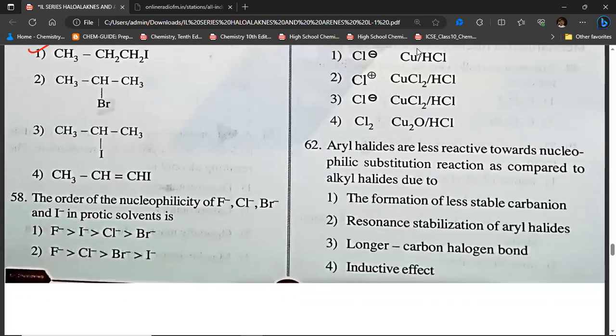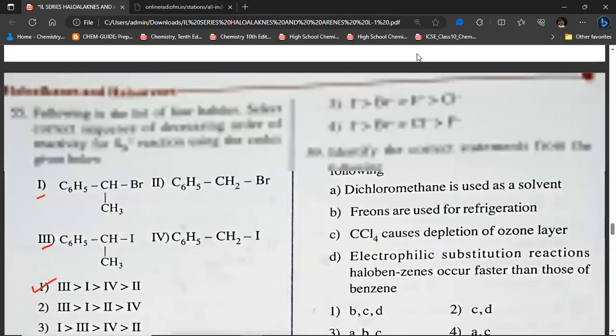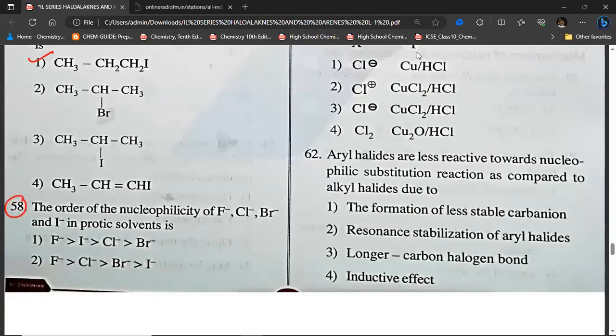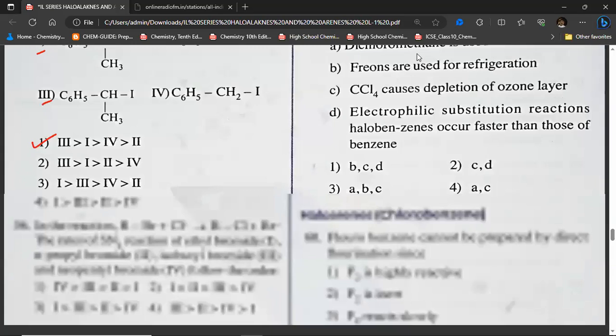58th question. If you observe, the order of nucleophilicity of F minus, Cl minus, Br minus, and I minus in the protic solvents is usually what happens when this type of question is asked, you will start discussing the iodine case only. Iodine is faster in this one. After that bromide, after that chloride, and after that fluoride, will go in that order in these nucleophilic substitution reactions in protic solvents.